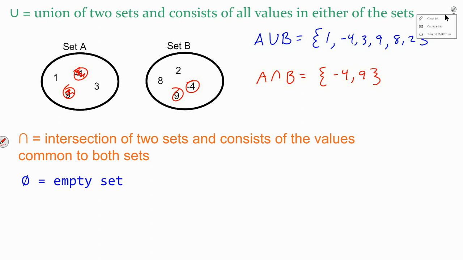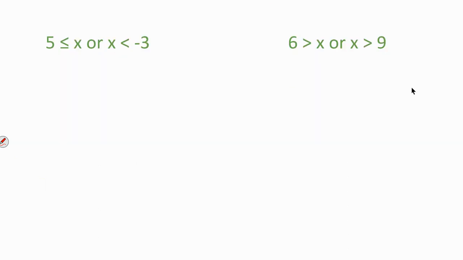So the reason we're talking about this is because with inequalities in intervals, sometimes we can't put things together. Let me give you an example. Here I've got 5 is less than or equal to x, or x is less than negative 3. Let me draw a diagram. For the first one, we've got negative 3 over here. Let's put 0 in there, and we've got 5.